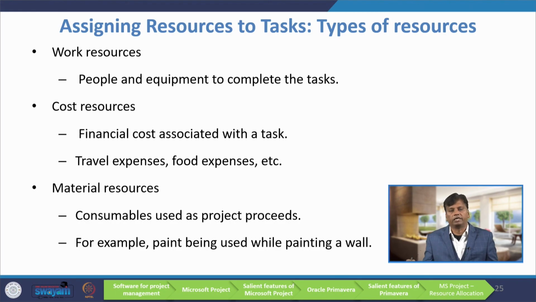Sometimes a project manager may work on two projects, so he can devote only 50% of his time. There you can specify the percentage of commitment. That comes under work resources, where we can say people and equipment to complete the task. Then cost resources: we can consider the financial cost associated with a task, for example travel expenses and food expenses. For work resources, we can say how much we are going to pay per hour, but in cost resources, only the total amount can be specified.